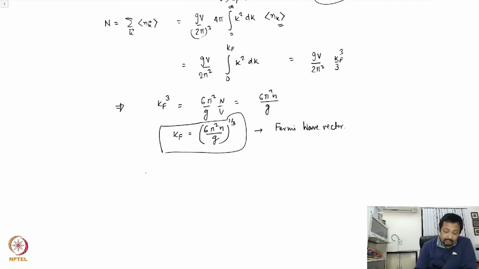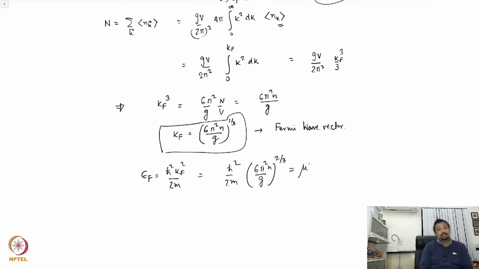And the Fermi energy, which is epsilon_F, is h-bar squared k_F squared over twice m, given by h-bar squared over twice m times (6 pi squared n over g) raised to the power 2/3, and this is the chemical potential at 0 temperature.